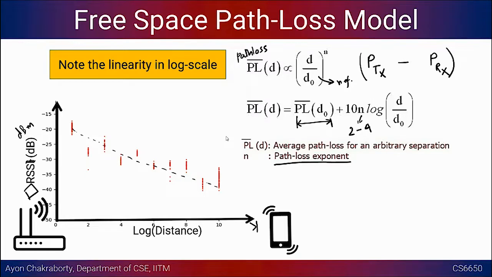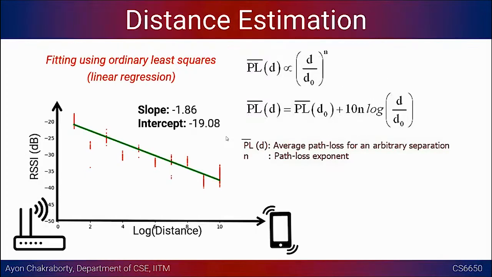Now what we will see is if you simply fit a straight line, using, let's say, ordinary least squares, like a linear regression we do, in this way you can figure out the slope of the straight line as well as the intercept. So basically this gives you a formula to figure out what the path loss will be at a certain distance d. Okay, so why are we trying to do this?